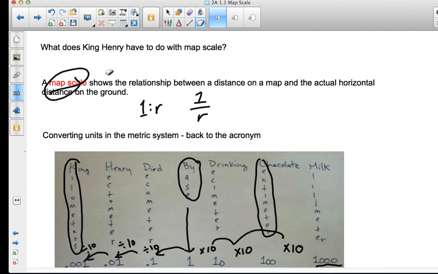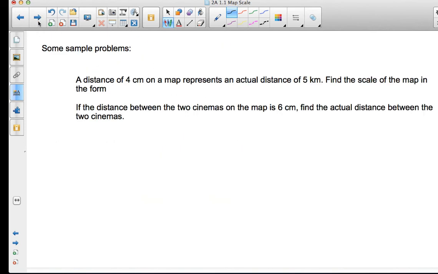Because map scales often have a unit rate in centimeters. So let's take a look at a sample problem. A distance of 4 centimeters on a map represents an actual distance of 5 kilometers. Find the scale of the map in the form 1 to r.